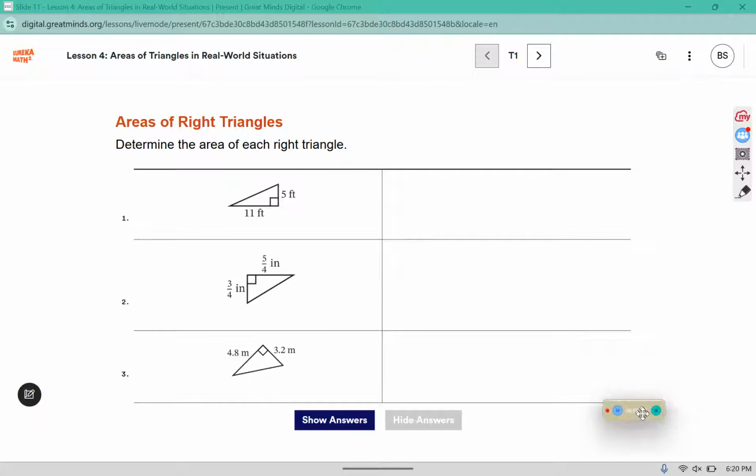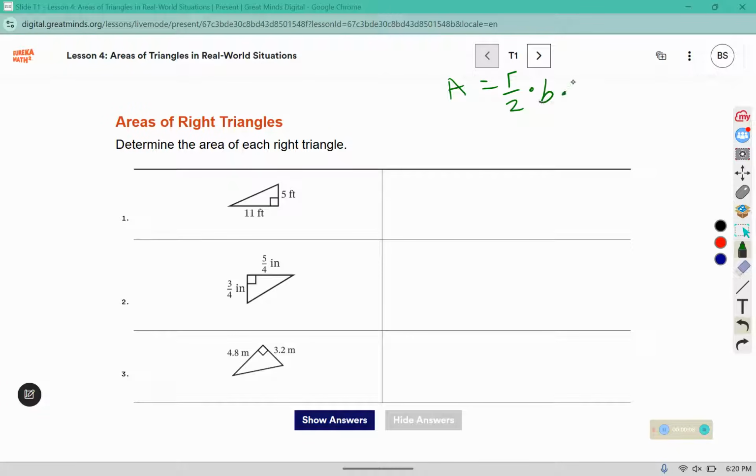Determine the area of each right triangle. I'm going to look at problem 2 with you. 1/2 times the base times the height.